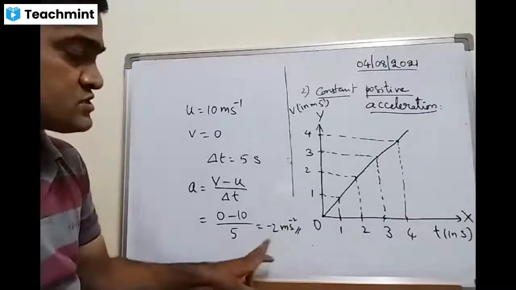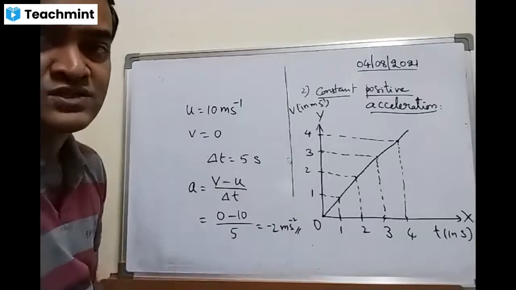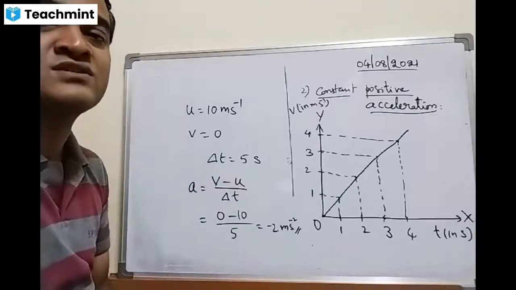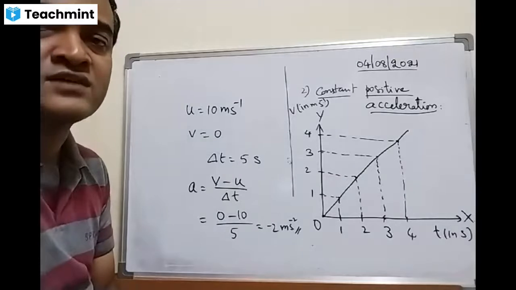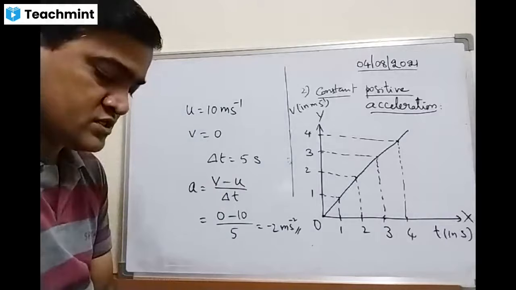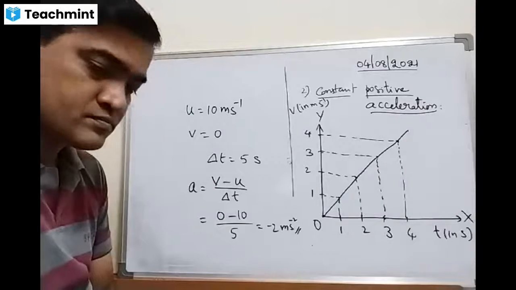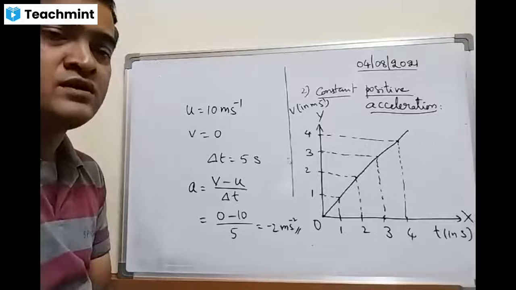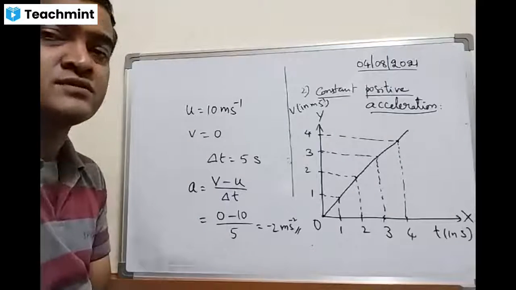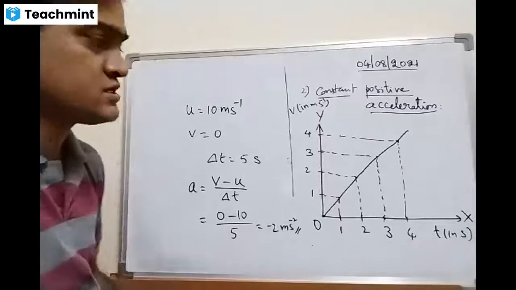So the value I am getting is negative for acceleration. This negative acceleration is called deceleration or retardation. What is the word that we use? We use a word for negative acceleration called deceleration or retardation.